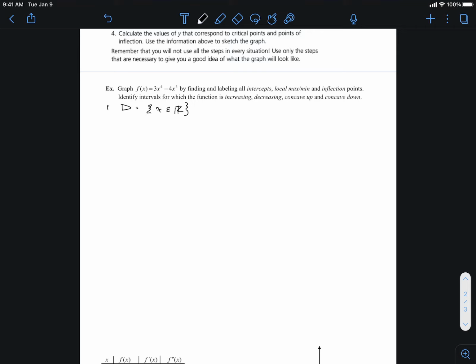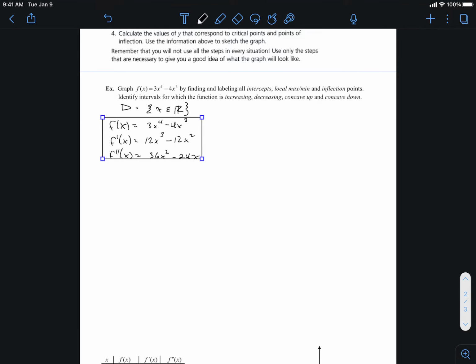Okay, so we're going to rewrite f of x is going to equal 3x to the power 4 minus 4x cubed. Okay, and then we can find the derivative as being 12x cubed minus 12x squared. Okay, and then we can say, okay, well, let's find the second derivative: 36x squared minus 24x. Okay, so there's your list of, I'd say, key pieces of information that we're going to use.